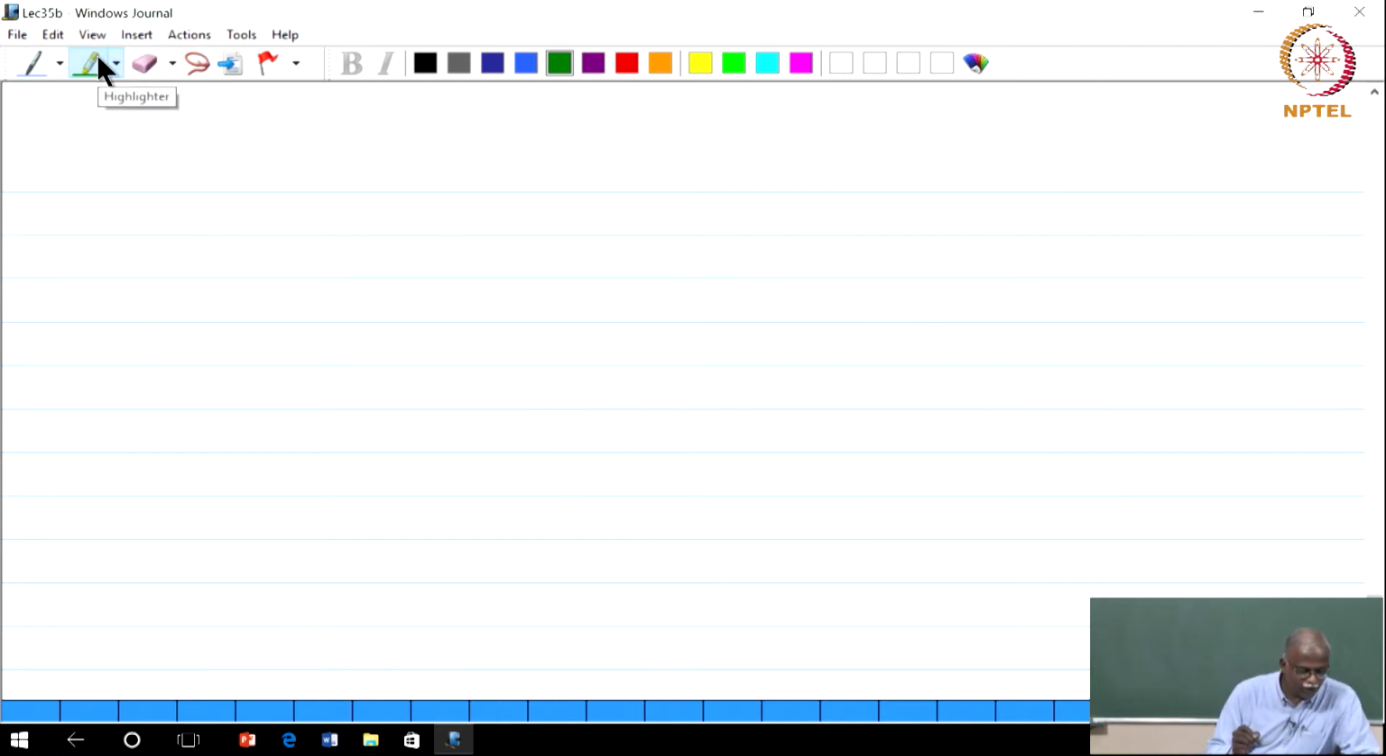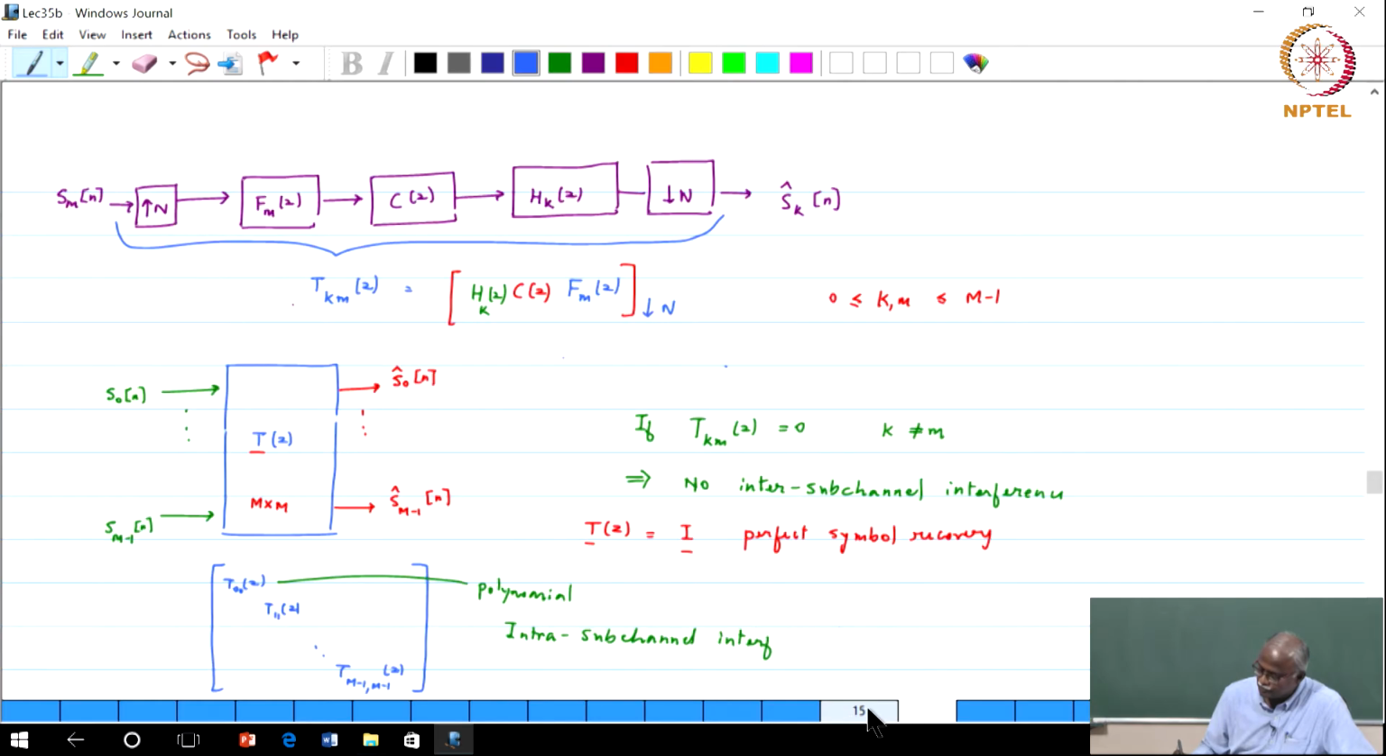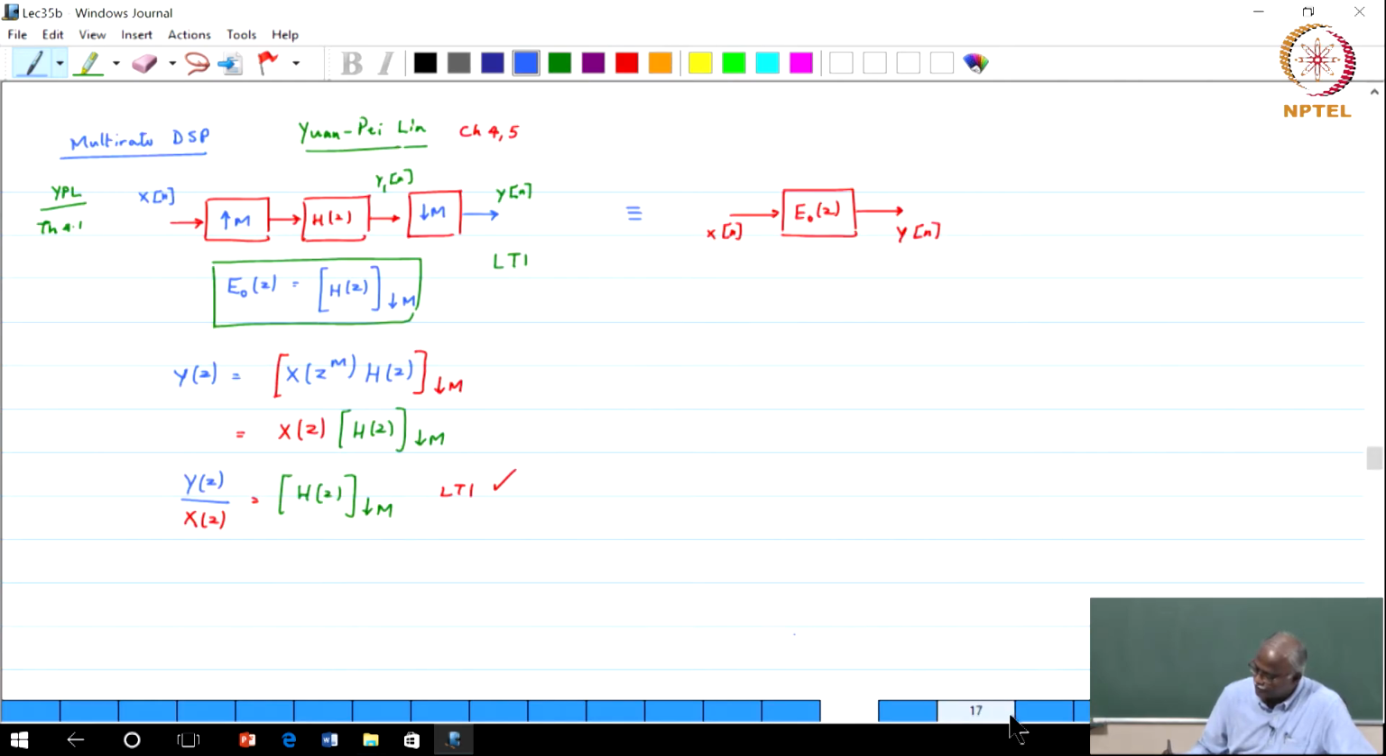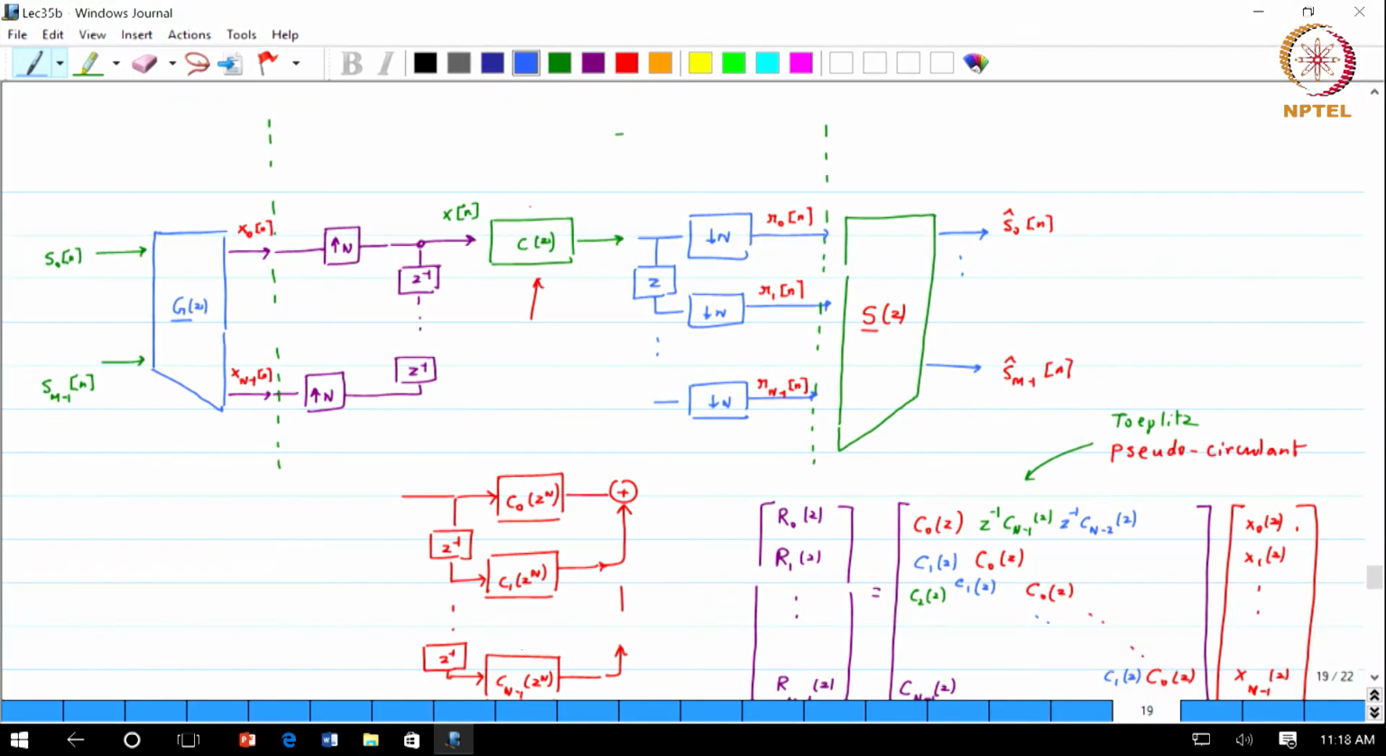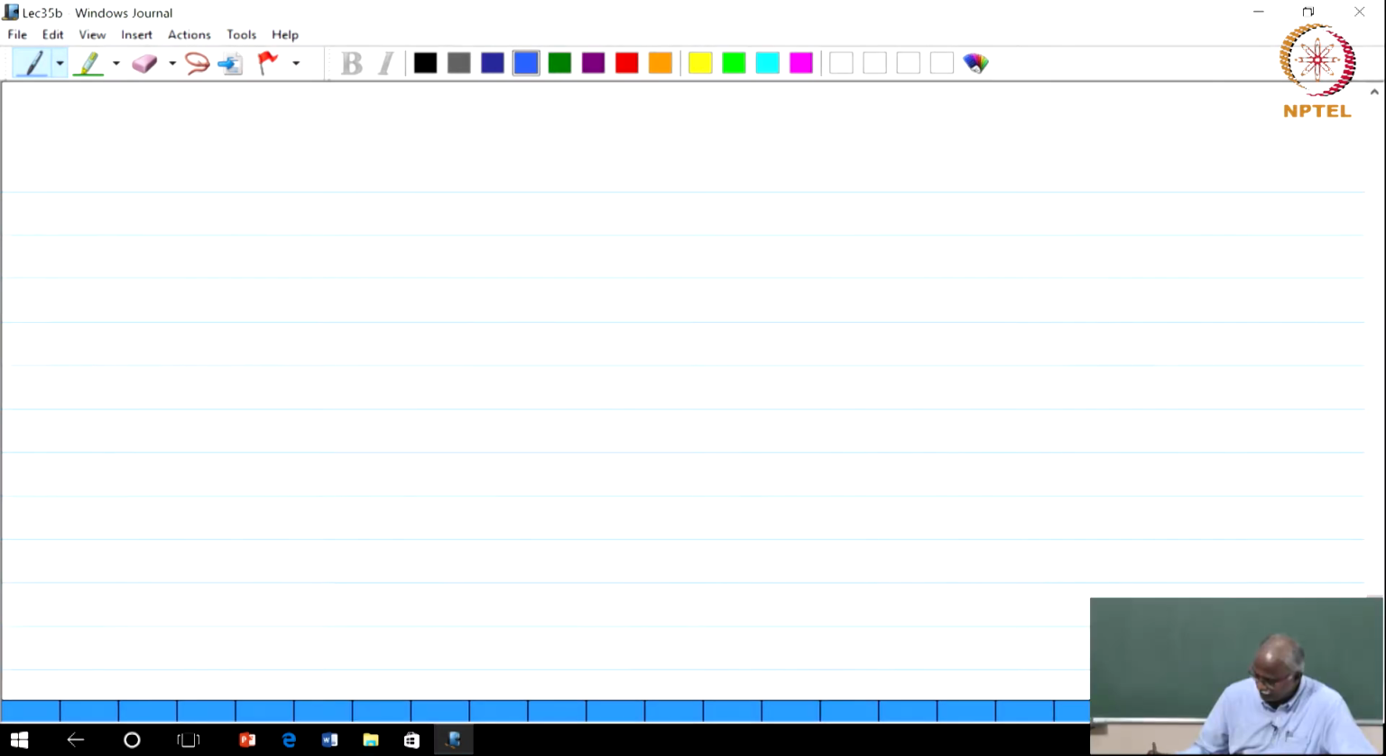Okay, so here is the representation that we are trying to get, the input output relationship for this structure. Where is the transmultiplexer structure? For this structure, the input output relationship is in terms of the T of z between S0 and this. So, that is what we are trying to write down.